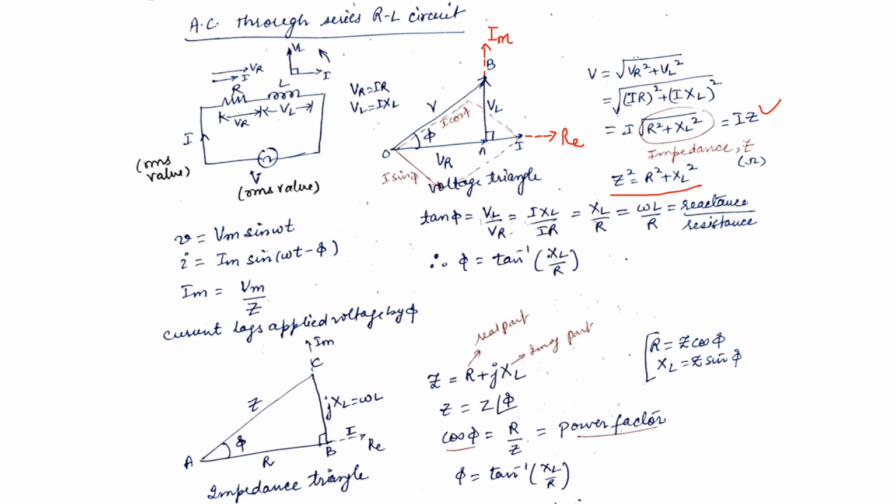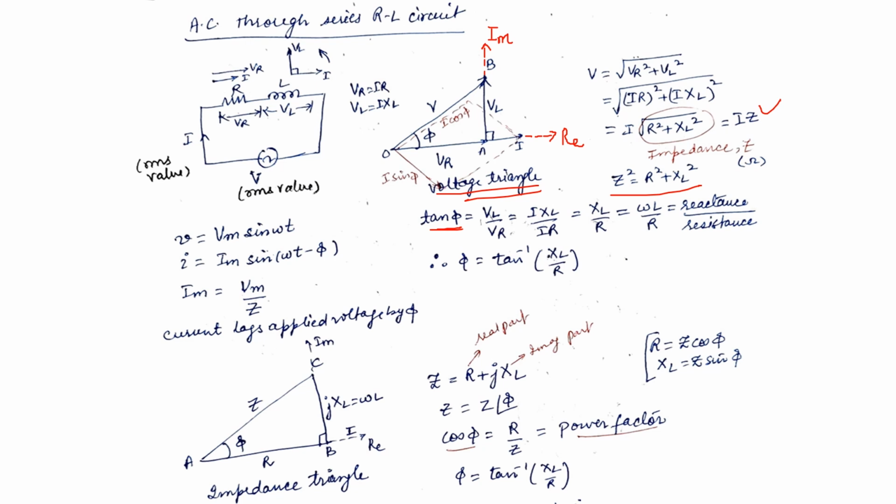Now this triangle is called the voltage triangle, and this is also very important for analyzing and solving these types of networks. From the voltage triangle, we can write tan phi is VL by VR. In the triangle OAB, tan phi is VL by VR, which is IXL by IR. So I and I are crossed out. We have XL by R, that is omega L by R, that is reactance by resistance. Or we can write phi is tan inverse XL by R.